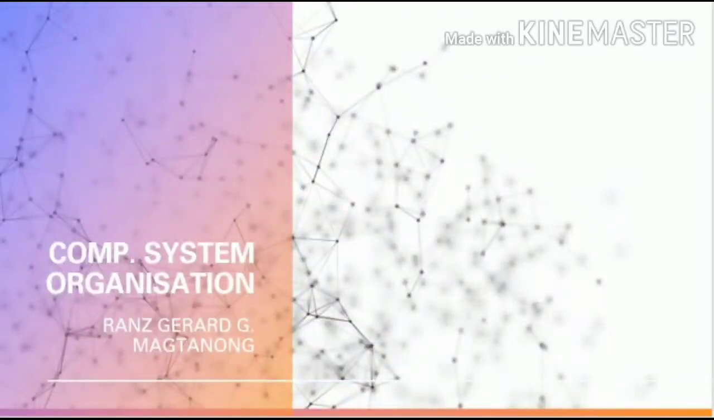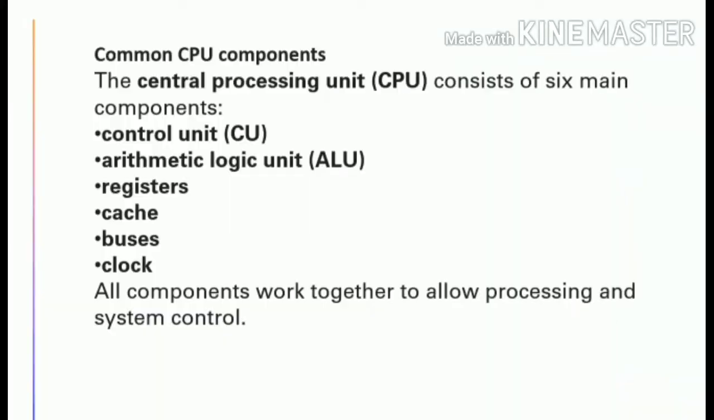Computer System Organization. Common CPU components. The Central Processing Unit (CPU) consists of 6 main components: Control Unit (CU), Arithmetic Logic Unit (ALU), registers, cache, buses, and clock. All of these components work together to allow processing and system control.